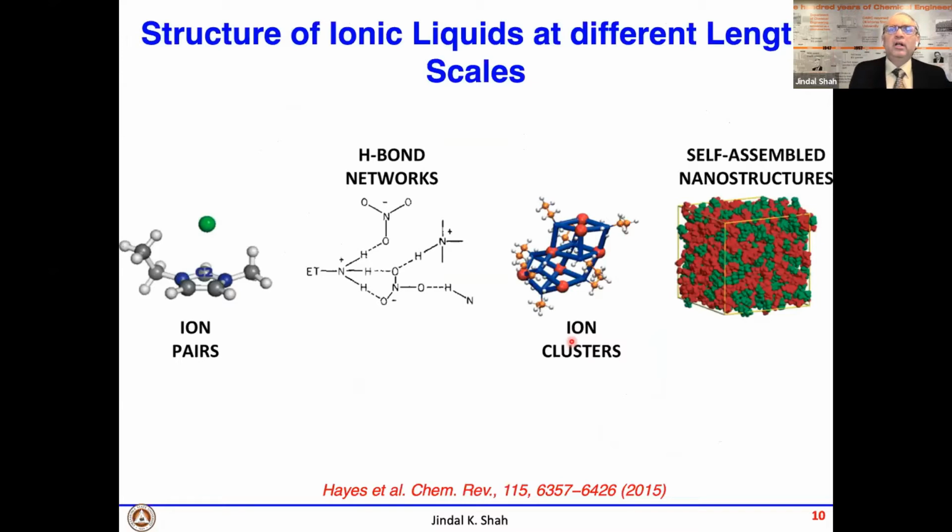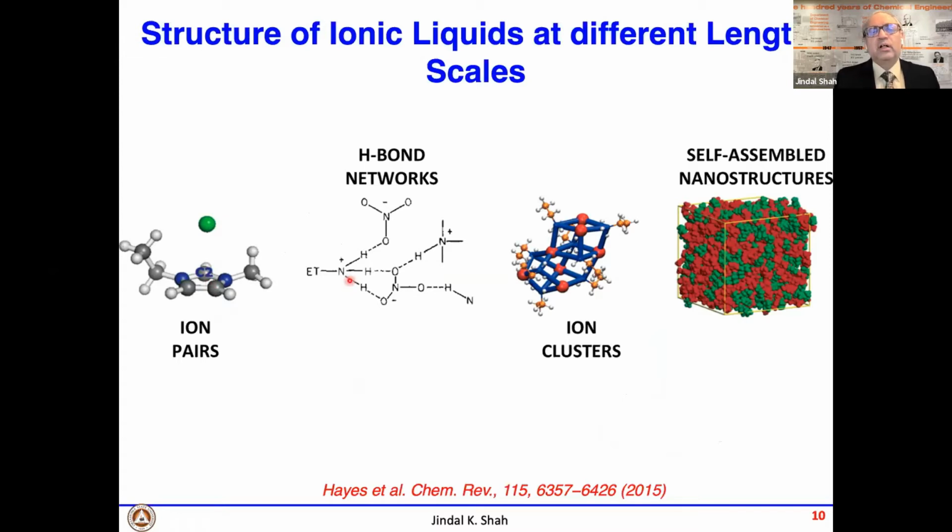So when we look at a molecular level, what kind of interactions are prevalent in ionic liquids? The first one being ion pairs. They are positively charged ions, cations, and anions. So the first thing that is operative in this particular system is electrostatic interactions, and they give rise to ion pairs.